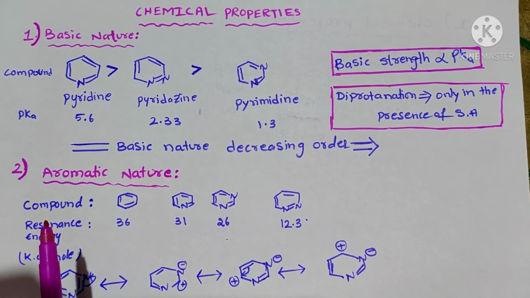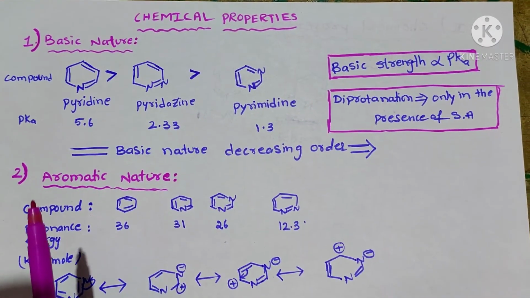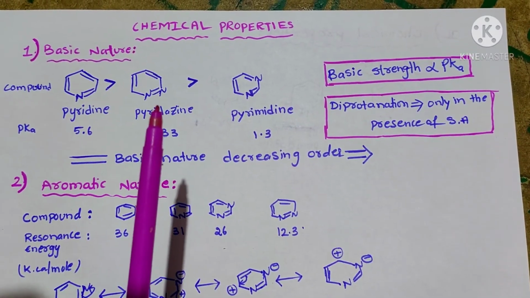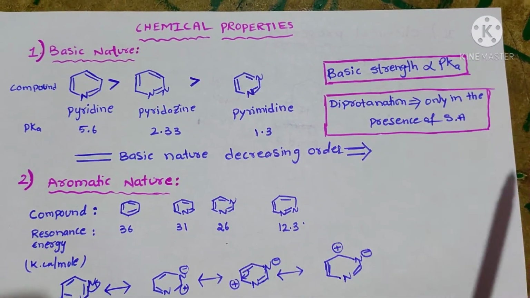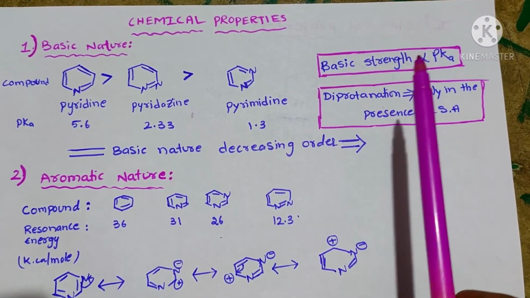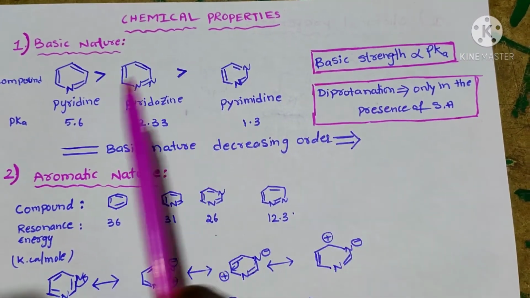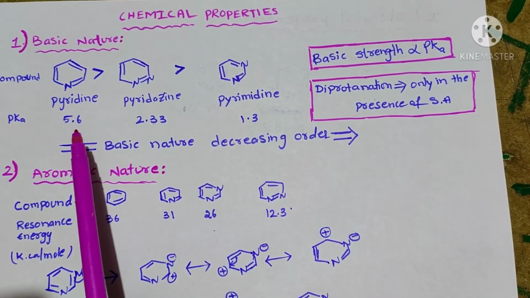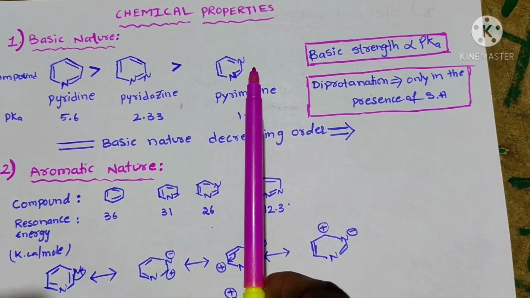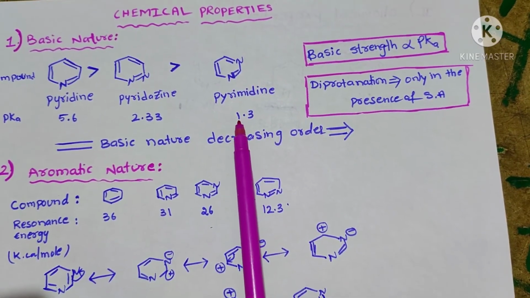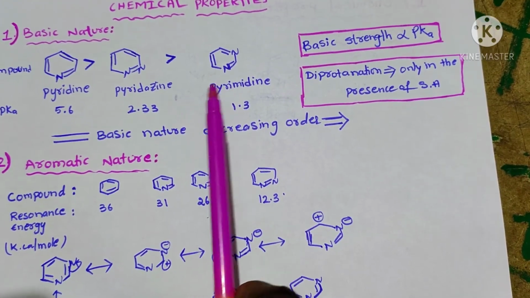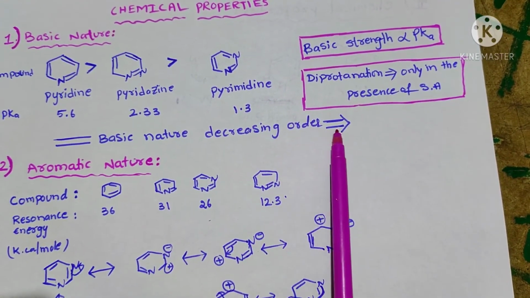We discuss the chemical properties of the pyrimidine. Pyrimidine is less basic than the pyridine and pyridazine, and we know very well that basic strength of a base is proportional to its pKa value. Here the pKa value of the pyridine is 5.6, pKa value of the pyridazine is 2.33, and pyrimidine pKa value is 1.3. That means it is less basic than these two compounds. So basic nature decreases in this order.